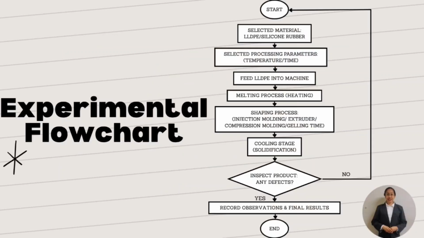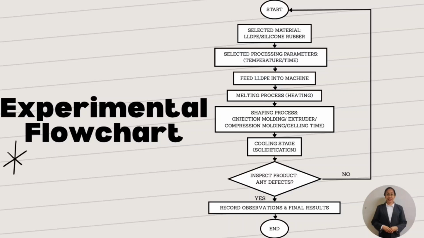This flowchart shows our polymer processing experiment using LLDPE for thermoplastic and silicon rubber for thermoset. First, we select the material and set processing parameters such as temperature and time. Next, the material is fed into the machine and undergoes melting through heating. Then it is shaped using processes like injection molding, extrusion, or compression molding for thermoplastic and casting for thermoset, followed by cooling to solidify the product.